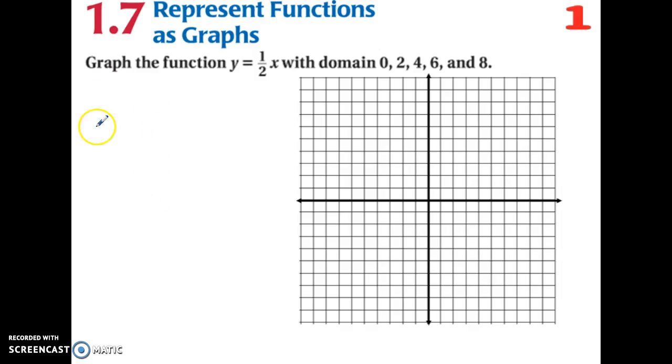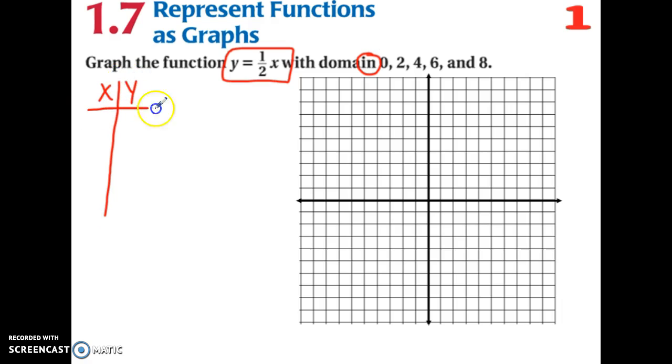Good morning. Today we are also continuing to look at functions, but representing them as graphs, and this is lesson 1.7. So it says first, graph the function y equals 1/2 x. So we've looked at equations like this before, with a domain, meaning that's what we're going to plug in. We're going to plug in 0, 2, 4, 6, and 8. So if we're going to plug something in, we better make a table.